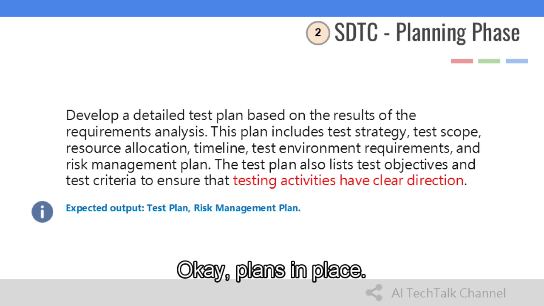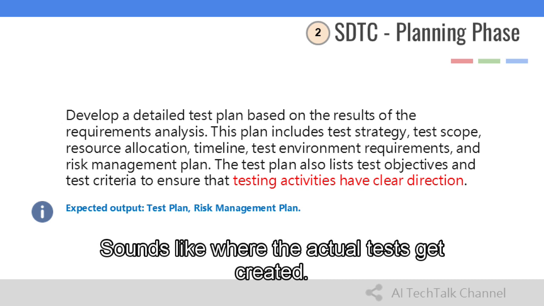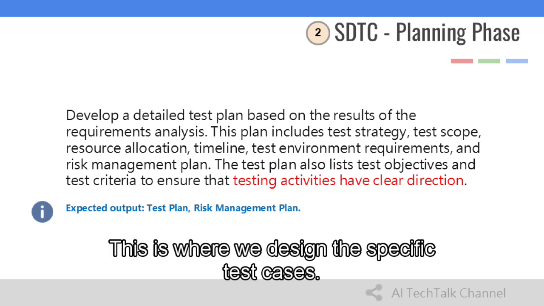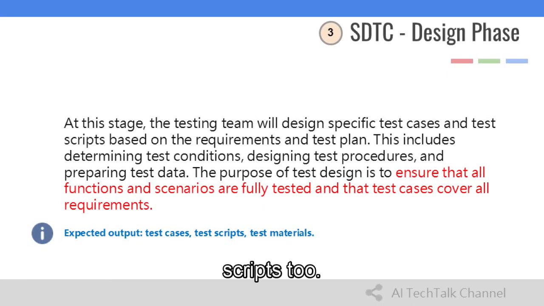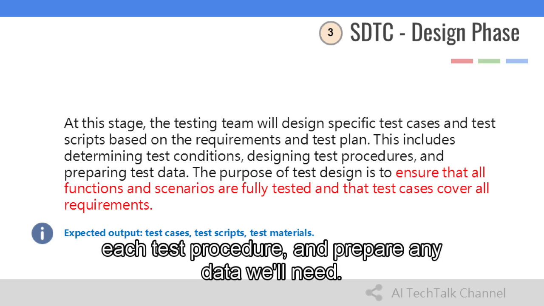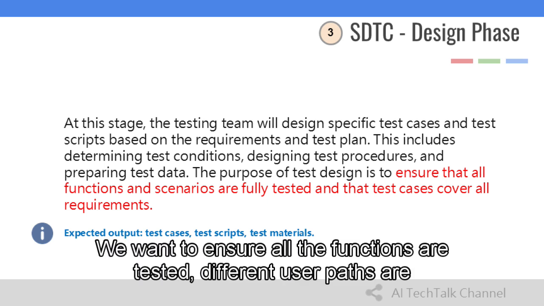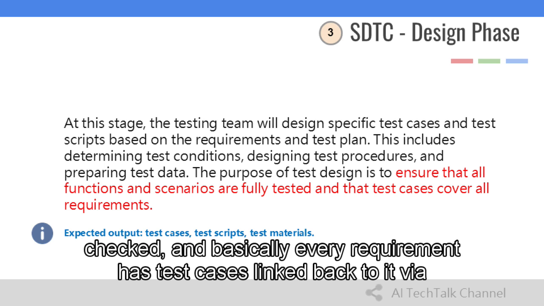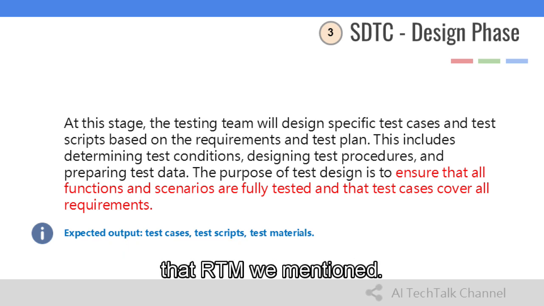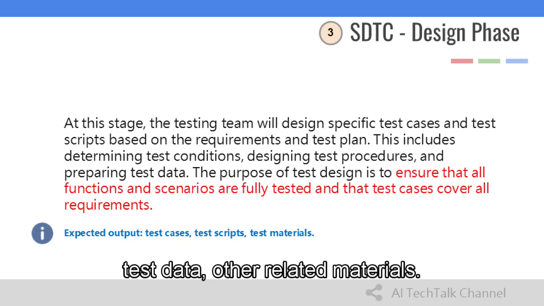Okay, plans in place. Then we move to test development, where the actual tests get created. This is where we design the specific test cases. Sometimes we write automated test scripts, too. We think through all the different conditions, outline the exact steps for each test procedure, and prepare any data we'll need. We want to ensure all the functions are tested, different user paths are checked, and every requirement has test cases linked back to it via that RTM we mentioned. The deliverables here are the actual test cases, the scripts, maybe test data, and other related materials.